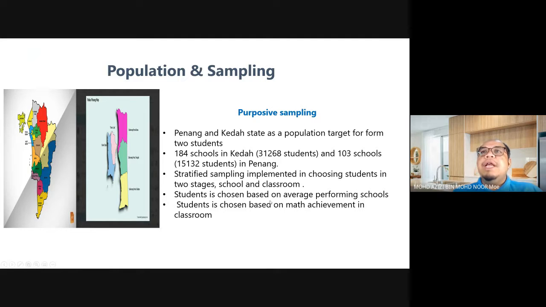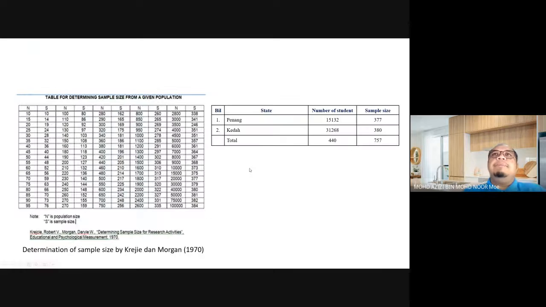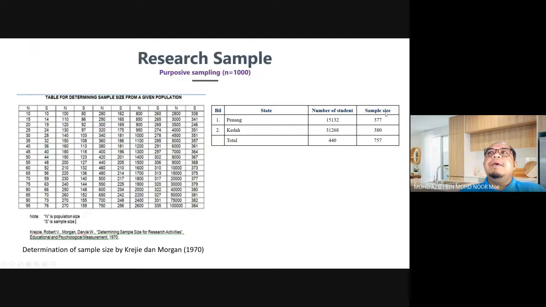When it comes to the classroom, we also choose based on the abilities of the students, but based on the school administration. We stratify for the second time. The next one is the sample size: Penang will be 377 and Kedah will be 380. The total will be 757. These are chosen based on the Krejcie-Morgan table. So the total is 757.